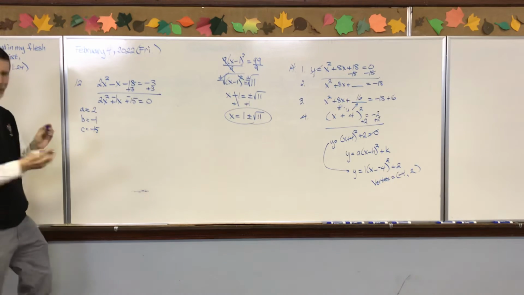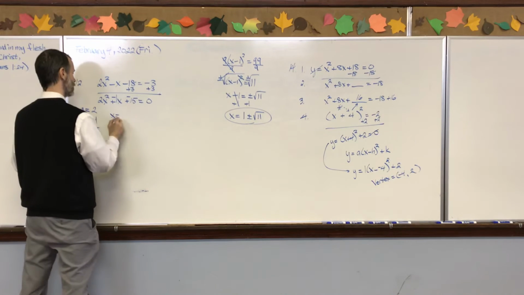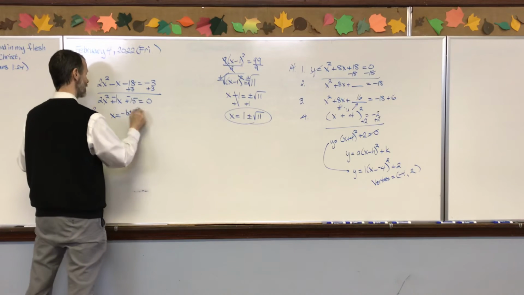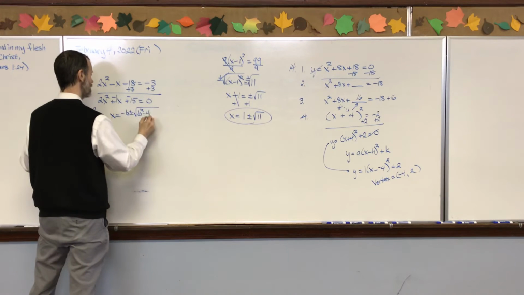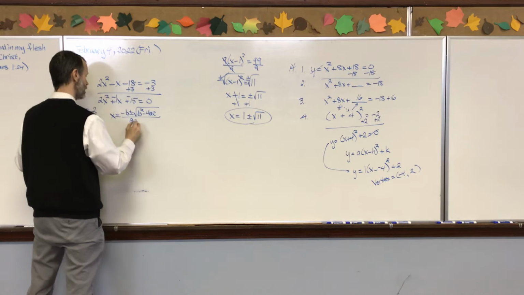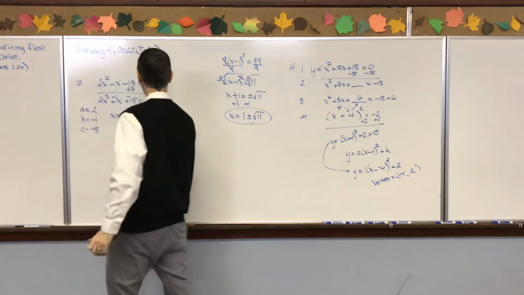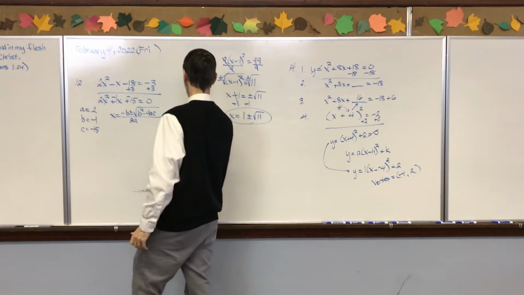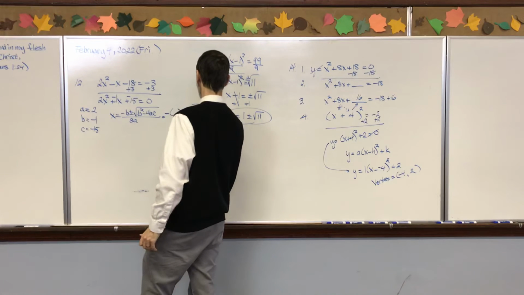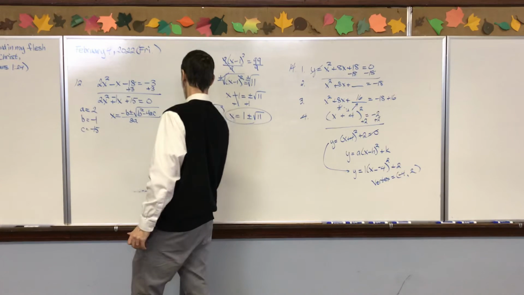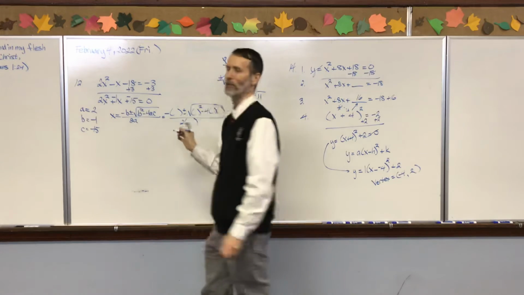Are we clear? Let's try this. x equals negative b plus or minus the square root of b squared minus 4ac, all divided by 2a. Let's do it. Negative something plus or minus the square root of something squared minus 4 something something, all over 2 times something. That's what I do on my answer keys.